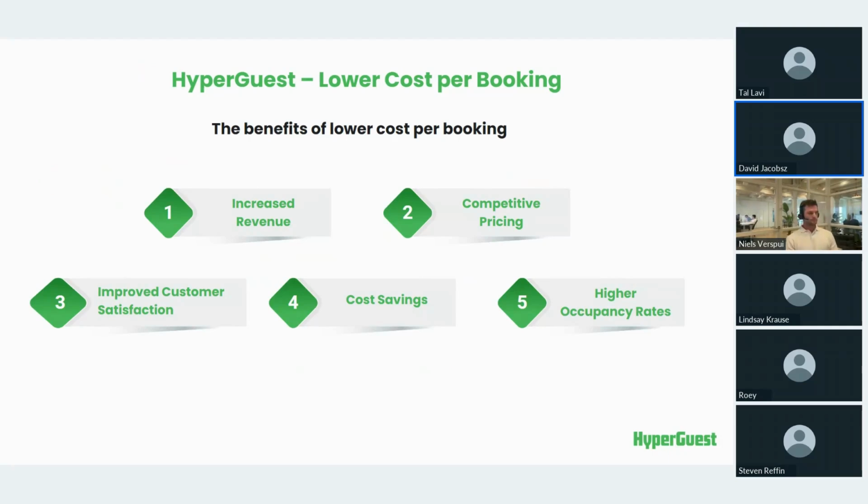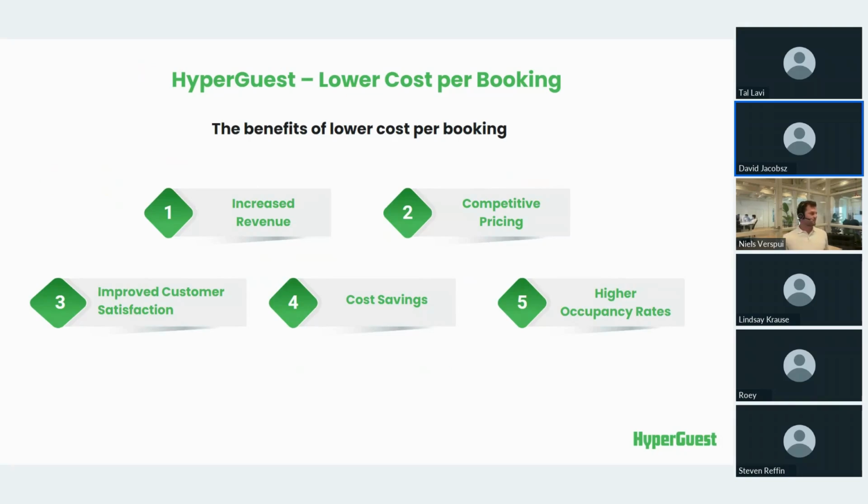Now, I don't want to take anything away from Niels because he's going to talk about this, but once you've got higher occupancies at the best rate, it's not just about the rooms revenue, it's about incremental revenue. How do I sell more of that so that I can increase my revenue? So like I said, I'm not going to take anything away from Niels. I'm sure he's going to discuss that as well just now. So that is HyperGuest in a nutshell.